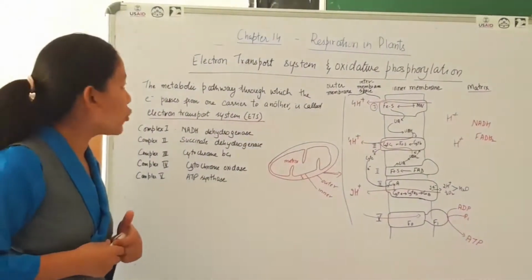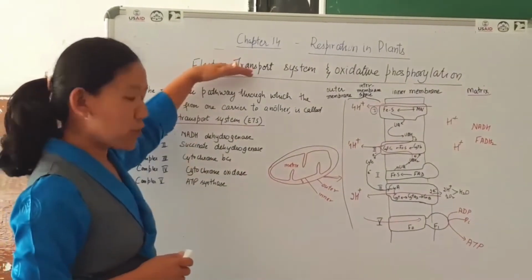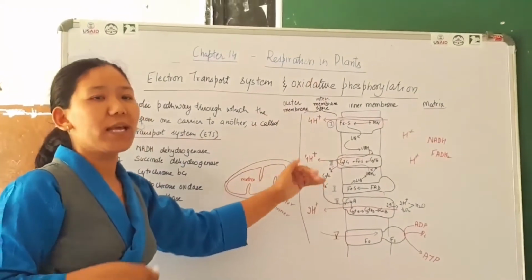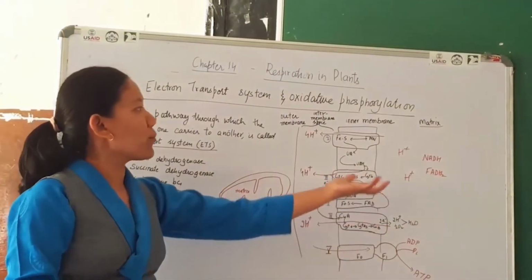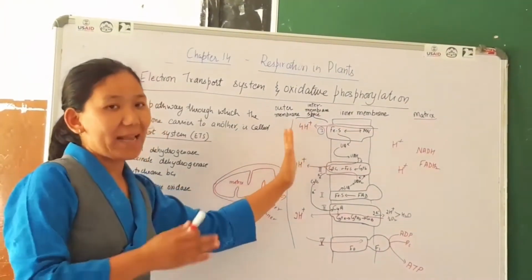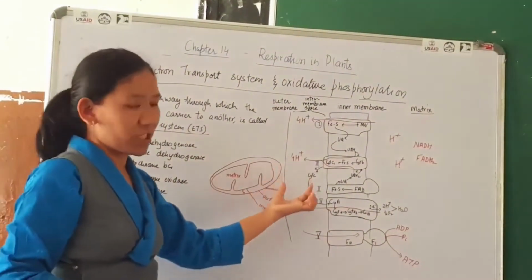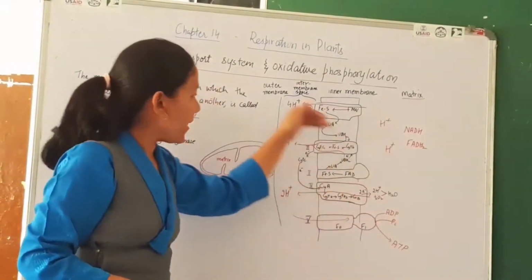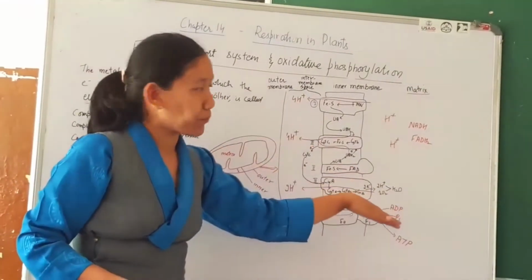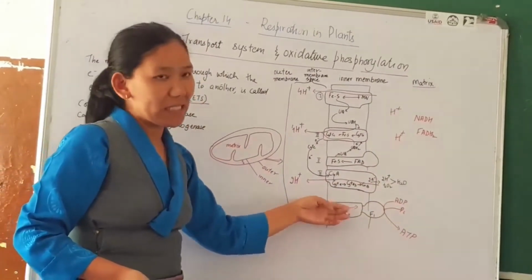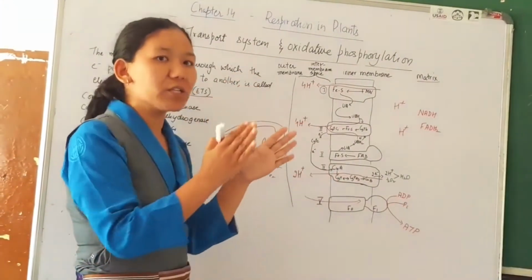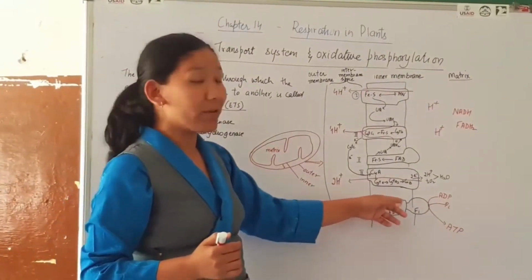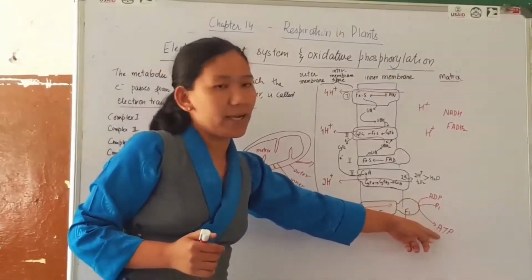So this is about the electron transport system. As discussed, there is a flow of electrons, and this creates energy which is used to pump the proton into the intermembrane space, and now the gradient is created. The difference in concentration is created: more protons here, fewer protons here. These protons move towards the matrix through the F0 particle, and when they move, that means the gradient is broken.